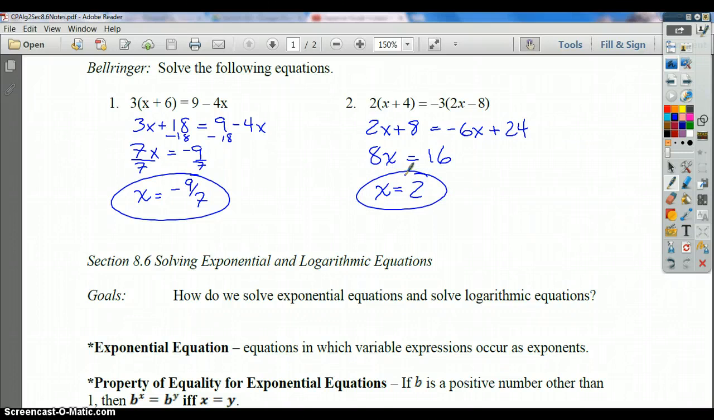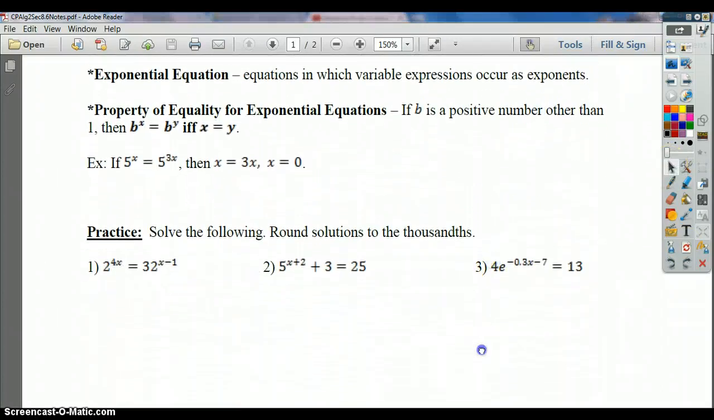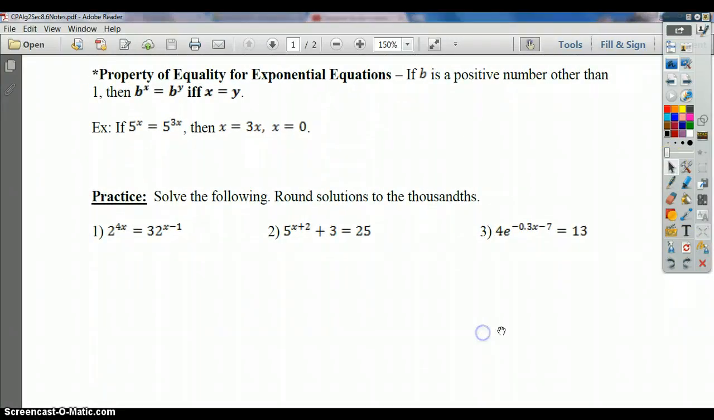So there's your warm-up, your bell ringer. Going to 8.6, solving exponential and log equations. This is where it gets pretty interesting. Some tricks of the trade that you really want to pick up on. You've got your property of equality for exponential functions there. Stuff that you've been doing a little bit, but let's see how this can change a little bit.